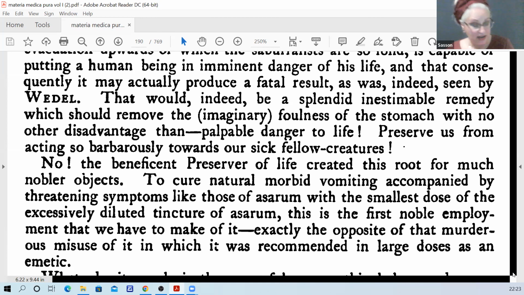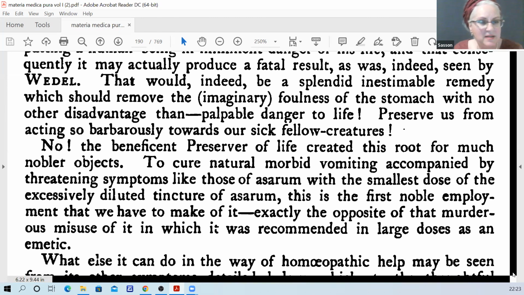Okay, so we continue. And he says, no, the beneficent preserver of life. That means God. The beneficent preserver of life, God, created this root for much nobler objects. That God created this plant amongst other plants to be used properly without endangering life. To cure, continuing with Hahnemann, natural morbid vomiting accompanied by threatening symptoms like those of Asarum with the smallest dose of the excessively diluted tincture of Asarum. This is the first noble employment that we have to make of it, exactly the opposite of the murderous misuse of it, which is recommended in large doses as an emetic.